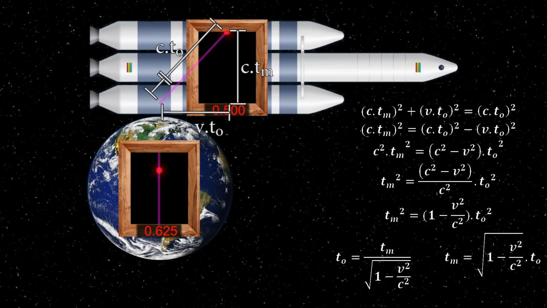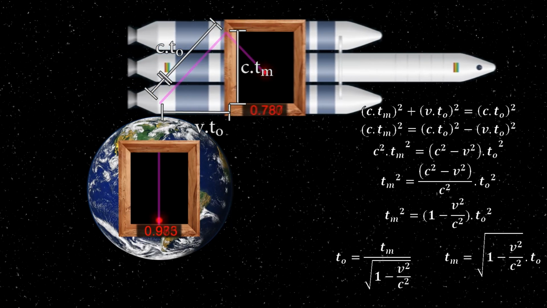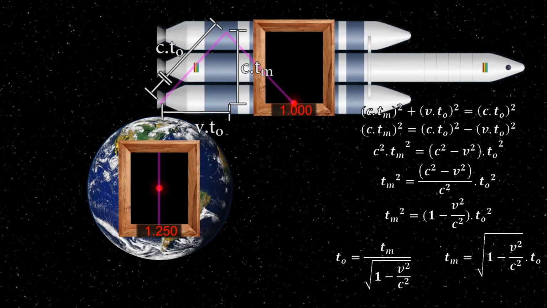Now if you fill in the speed v being 0.6 c, and if you fill in a mover time elapsed of 0.5, you will find that you'll get an observer time elapsed of 0.625. Now finish the animation to 1 second, fill that in, you'll get 1 second for the mover and 1.25 seconds for the observer.